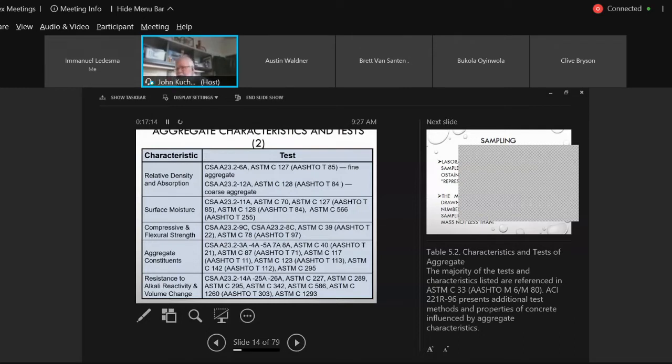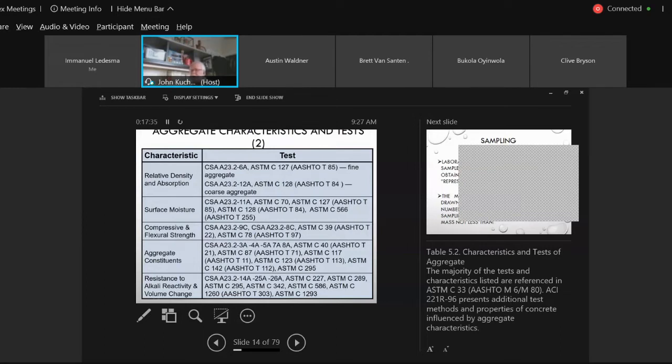Like the diameter of the cylinder, you have to know, because you've got to determine the cross-sectional area. When you load a cylinder in a compression machine, you're applying a load to a cross-sectional area. To determine the stress, you take the load divided by the cross-sectional area. So you have to measure these cylinders and so forth. So these are a lot of the tests that can be done.